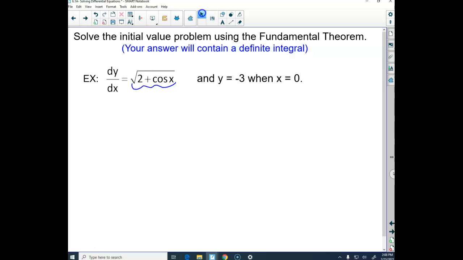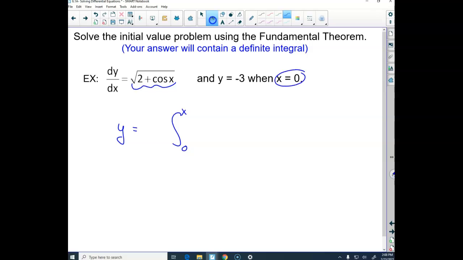Your answer is going to contain a definite integral if we are using the fundamental theorem. Ooh, we did this on the last test, remember? Because we are going to define our function as an integral. We're going to say y equals the integral from somewhere to x. Now, remember, a lot of people screwed this up on the test. Okay, my x value is my a value.